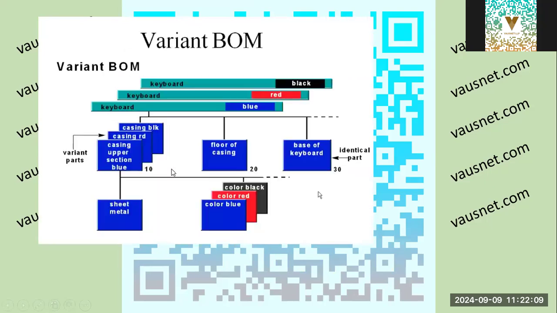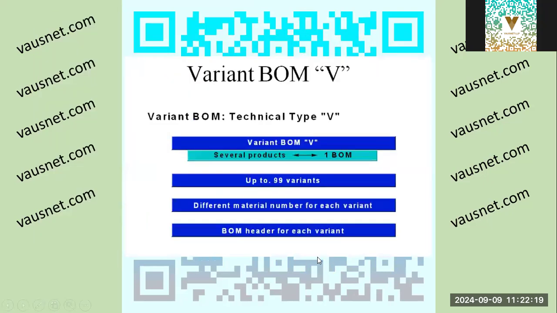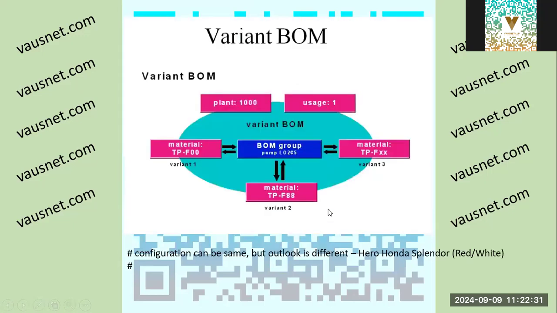Variant BOMs basically involve a change of some features like color, like casing. These can be a part of a variant BOM. Variant BOMs can have several products, several colors, several variants. It can have 99 variants, and each variant will have a different material number.